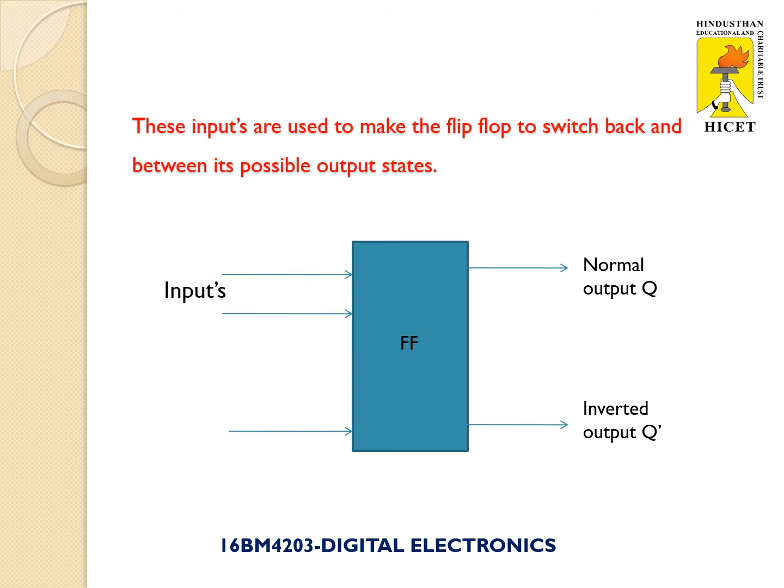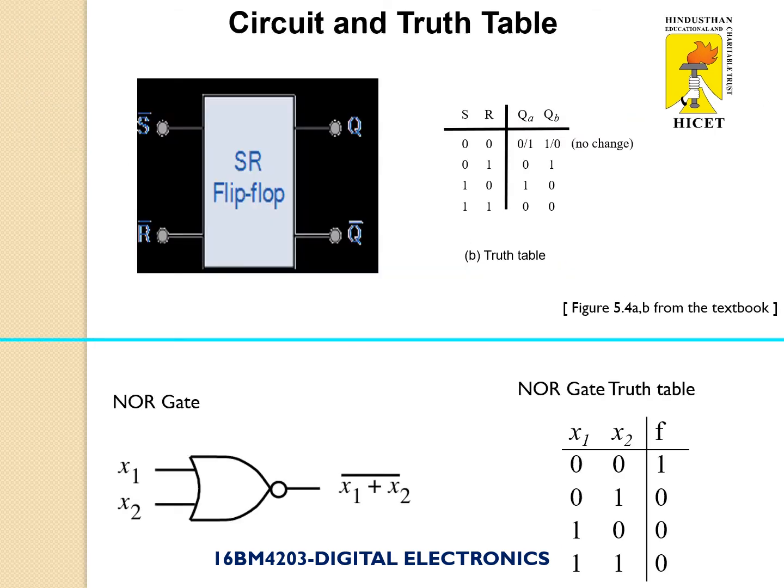So now we will discuss flip-flop. Normally flip-flop is used as memory element in synchronous sequential circuit. Flip-flop consists of several inputs and two outputs, normal output and inverted output. These inputs are used to make the flip-flop switch back and forth between its possible output states. The back and forth is called flip-flop, so this device is called flip-flop. We have four types of flip-flop: SR flip-flop, JK flip-flop, D flip-flop, T flip-flop.